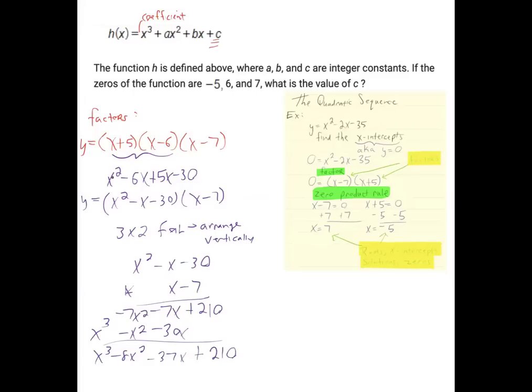Now, maybe we could have taken a shortcut and just multiplied the last two terms, because the last two terms would have produced that 210. But in any case, we know the polynomial and we know that C is 210.